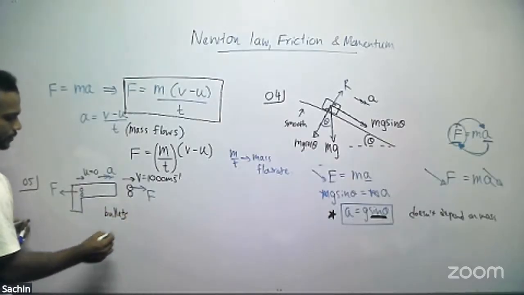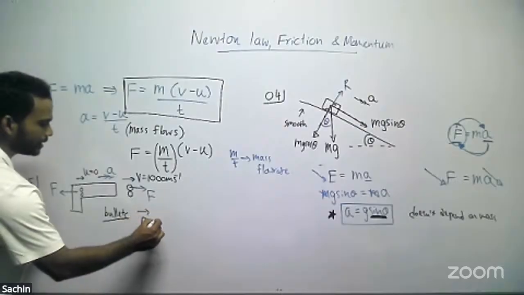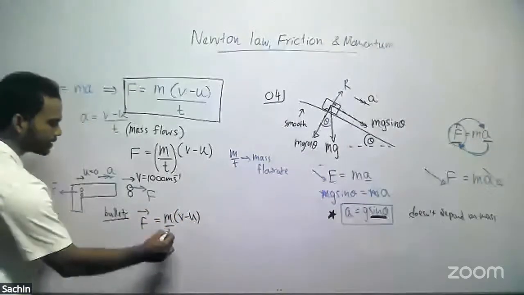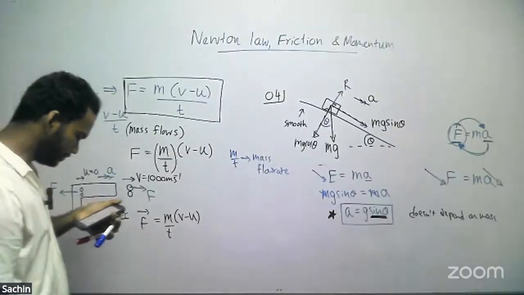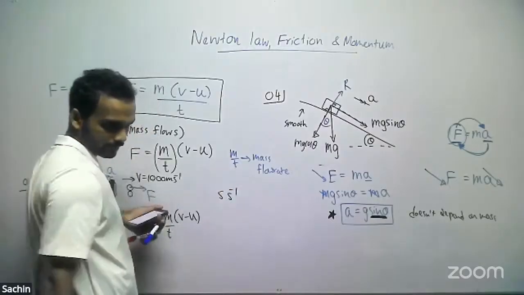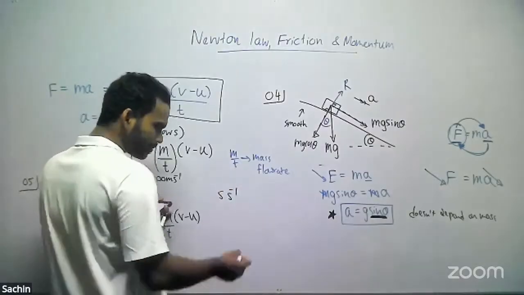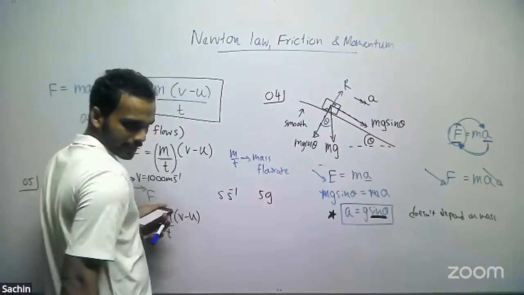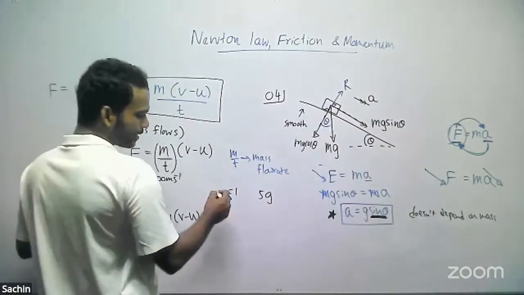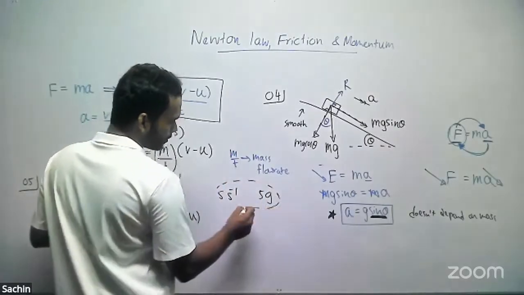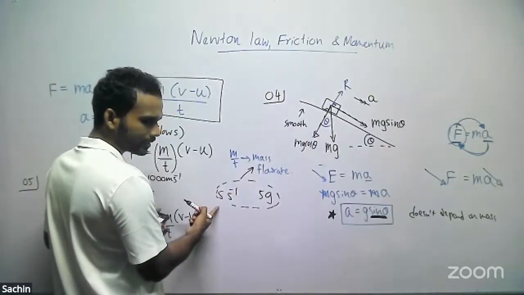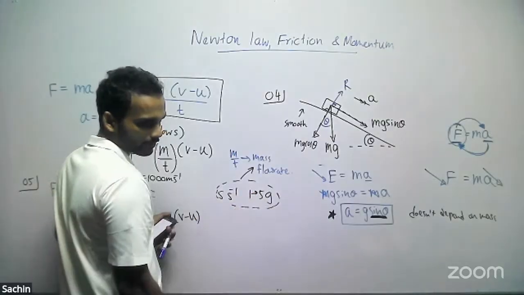If we consider the bullets, I'm applying the equation to the direction of motion. As given here, 5 bullets per second, and the mass of a bullet is also mentioned. It is 5 gram. Using these two, you can obtain a mass flow rate. 5 bullets per second, each bullet 5 gram.